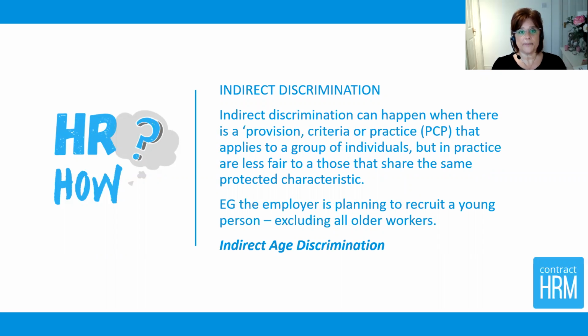Indirect discrimination can happen when there is a provision, criteria, or practice that applies to a group of individuals, but in practice are less fair to those that share the same protected characteristic. So let's have a look at an example of what we mean by that. An example might be that the employer is planning to recruit a young person, which excludes all older workers. If that's the case, that would be indirect age discrimination.